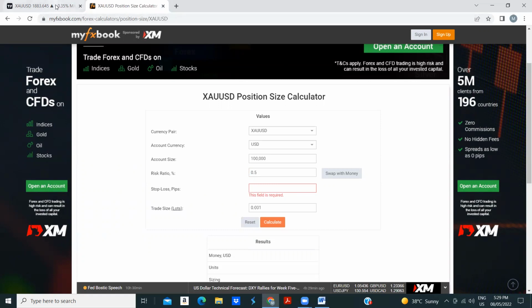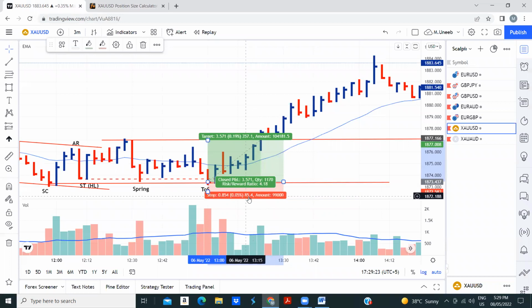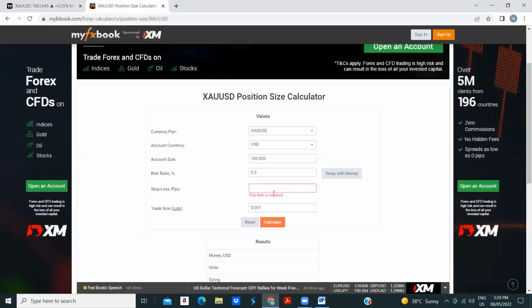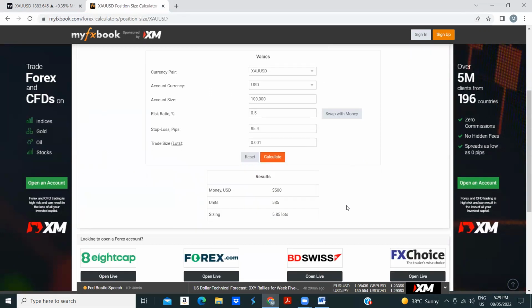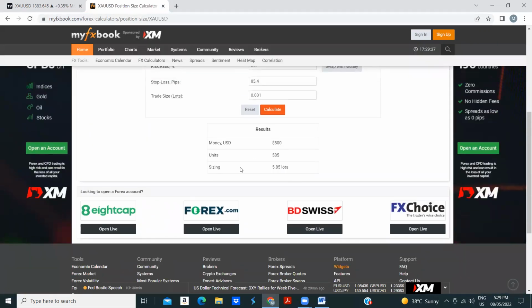Stop loss in pips. How much is the stop loss? Can you tell me? 85.4 pips. Can you see 85.4? Yeah, this is 85.4. So you will write down here 85.4 pips, and then you will click on calculate. Now you will get your lot size. Your lot size would be 5.85 lots. Got it? So it means on every 5.85 lots, you would make 500 US dollars.